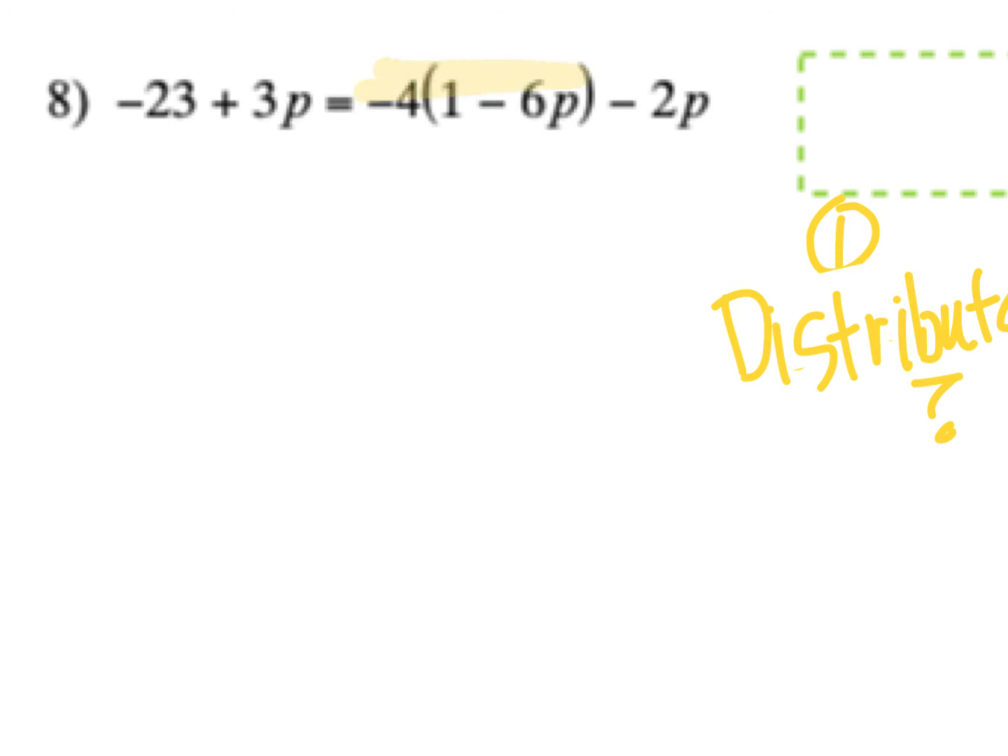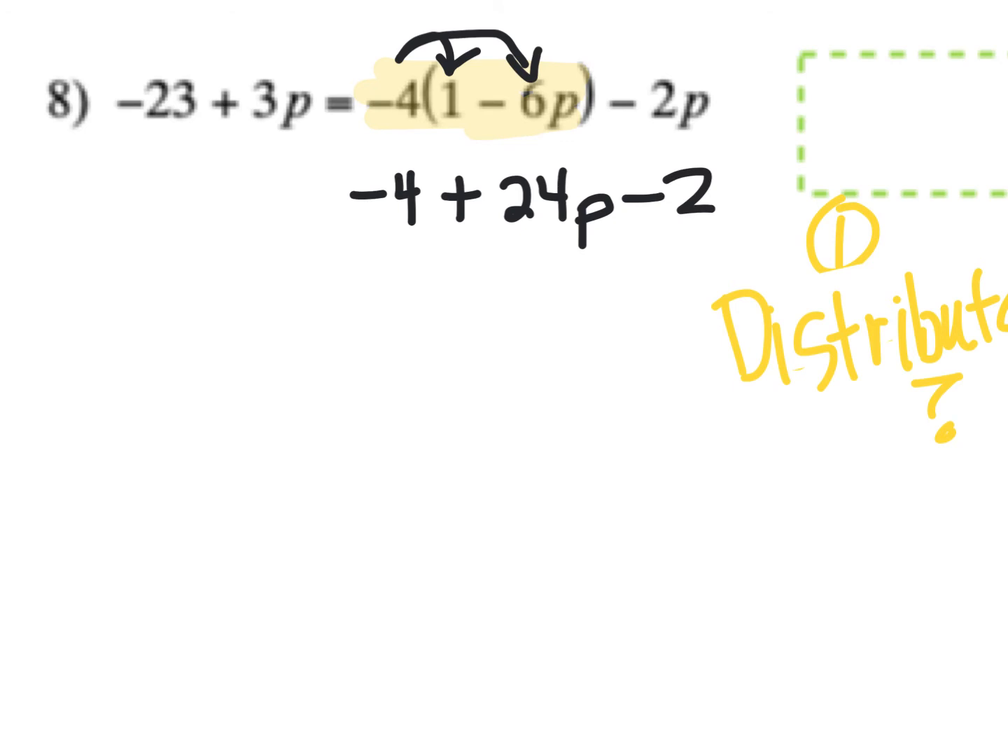So we do have some distributing that we can do right there, because the negative 4 is sitting next to those parentheses. So that means I'm going to do negative 4 times 1, which is negative 4. Negative 4 times negative 6p. Negative times a negative is a positive 24p. I'm just going to bring down the minus 2p and bring down the rest of the equation.